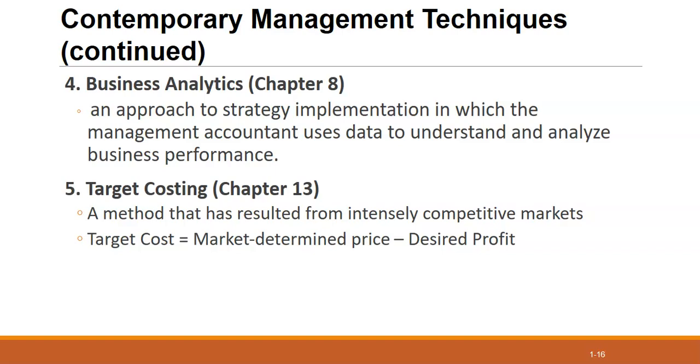Target costing. Target costing also comes from our intensely competitive markets. Consumers are only going to pay so much for an item. So we have the market determined price, what the consumer will pay, minus our desired profit. And then we have to fit that product or service cost into that target cost.